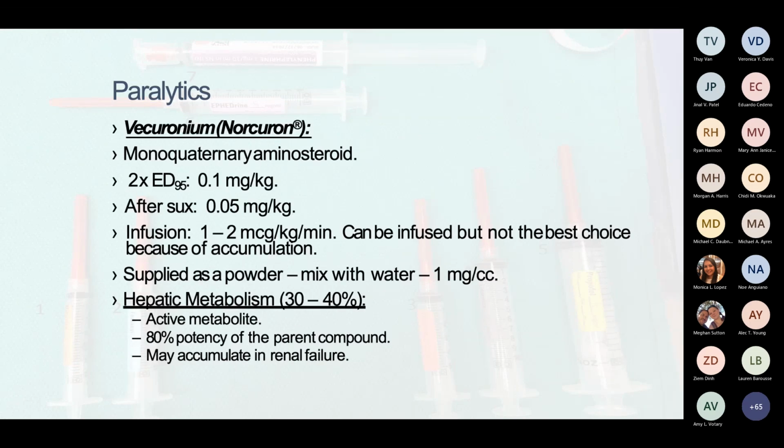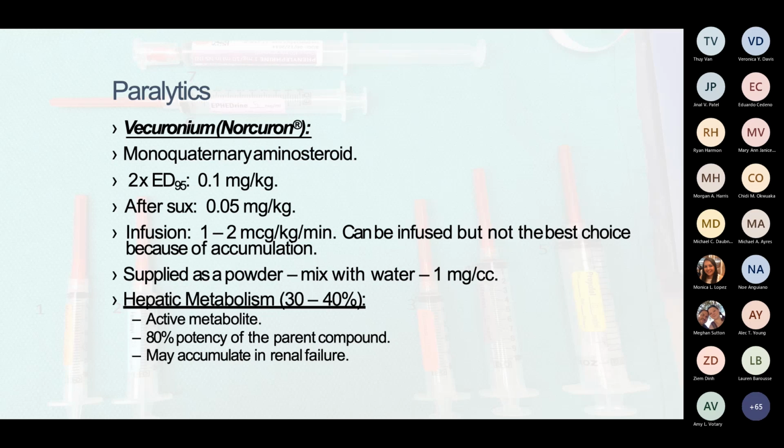Vecuronium, or Norcuron, induction dose is 0.1 milligram per kilogram. Again, if you're using it post-sux for long-term paralysis, cut your dose in half. You can also use it as an infusion, but you have to worry about it accumulating. One thing that's a little bit different with vecuronium, it comes as a powder and you have to reconstitute it. Generally you're going to reconstitute to 10 milligrams per ml. So there's 10 milligrams in the vial, and you'll just add 10 mLs of sterile water, saline, whatever, and reconstitute it.